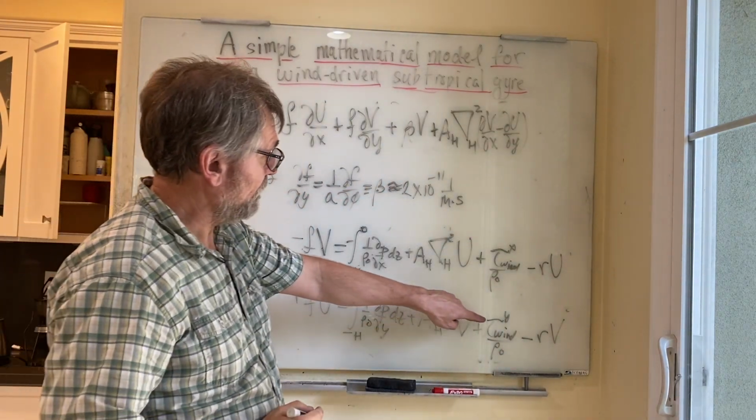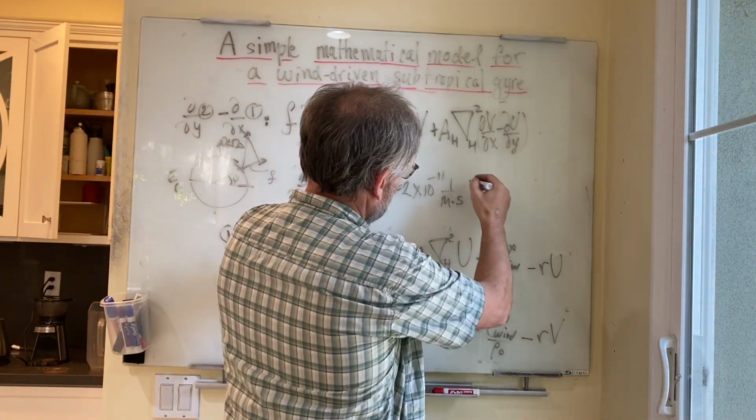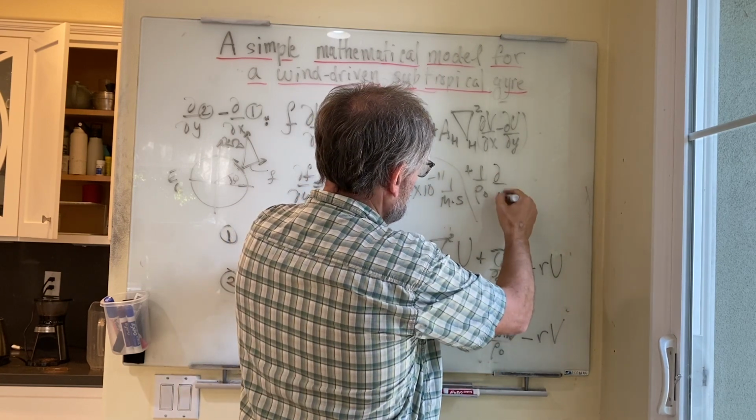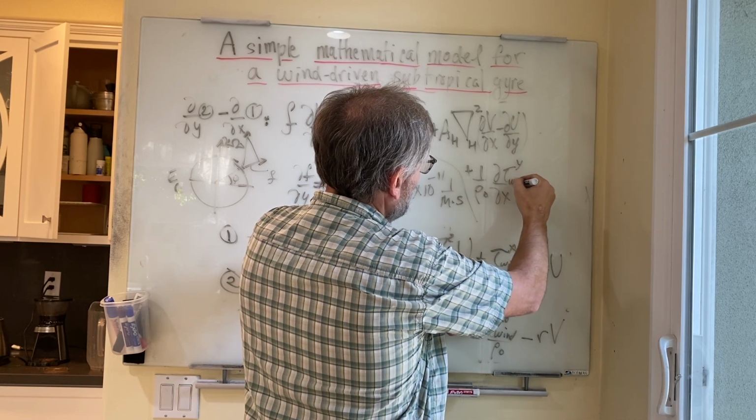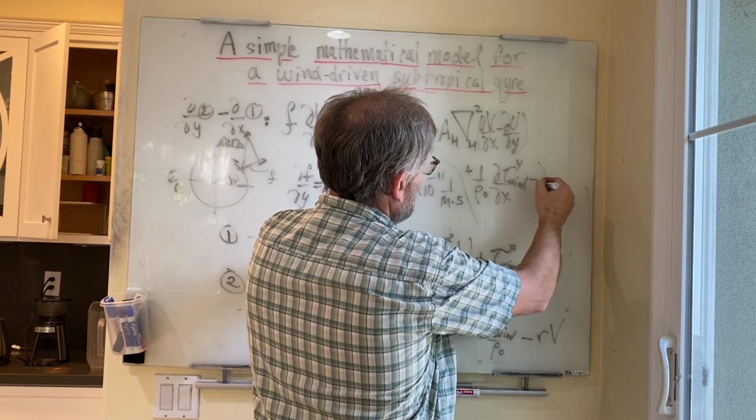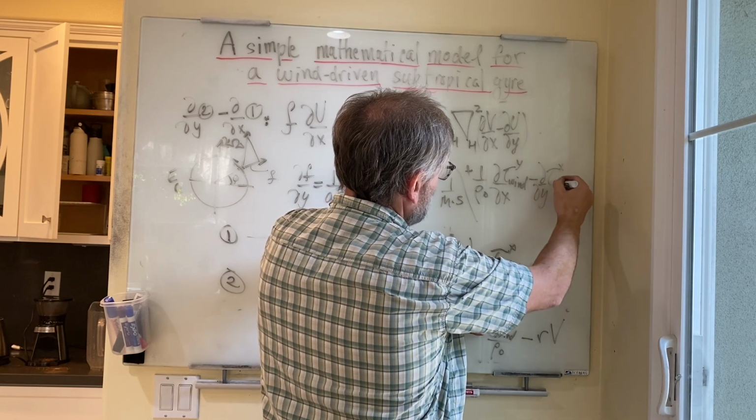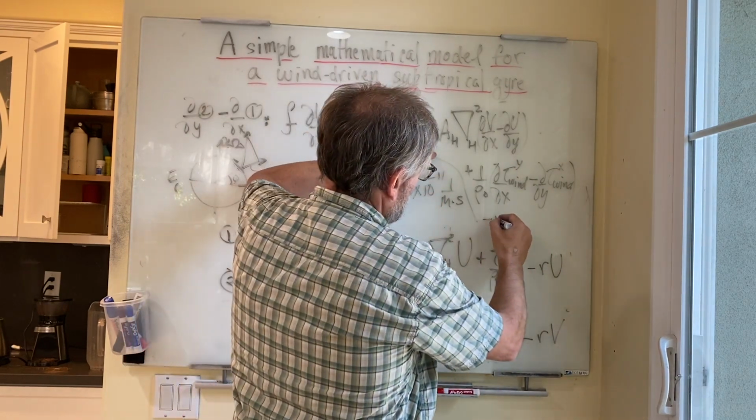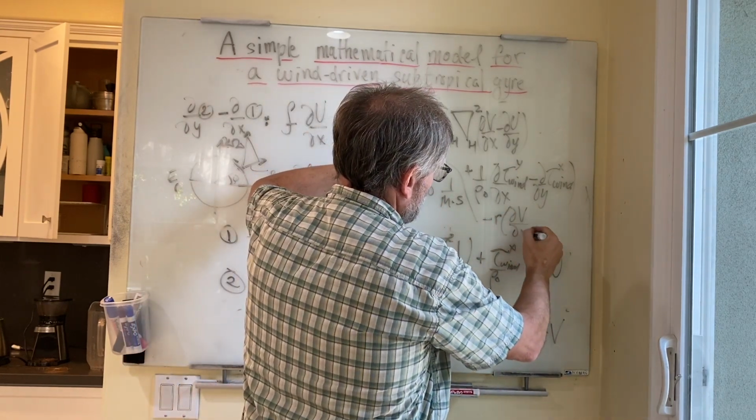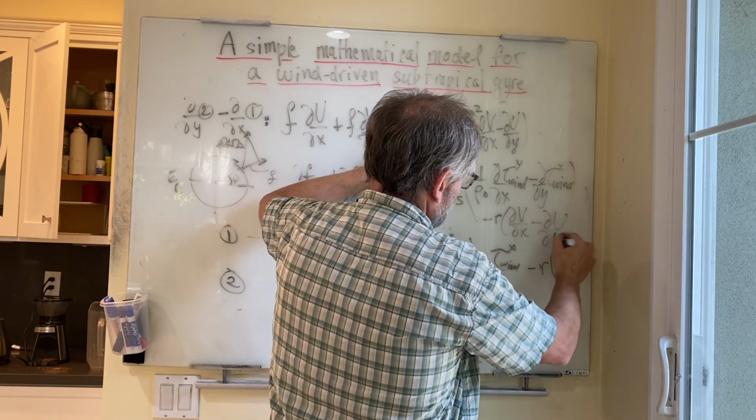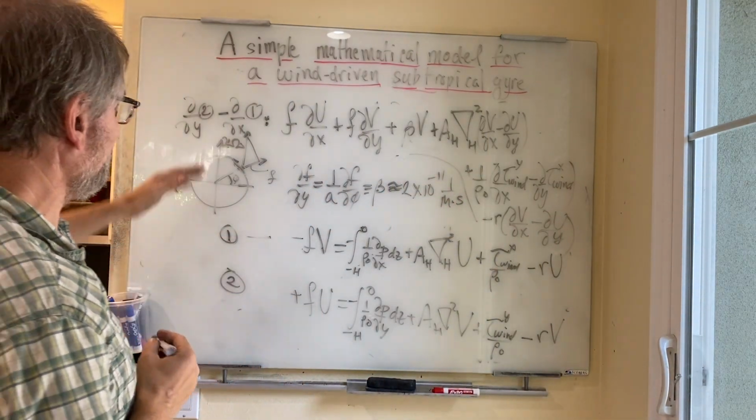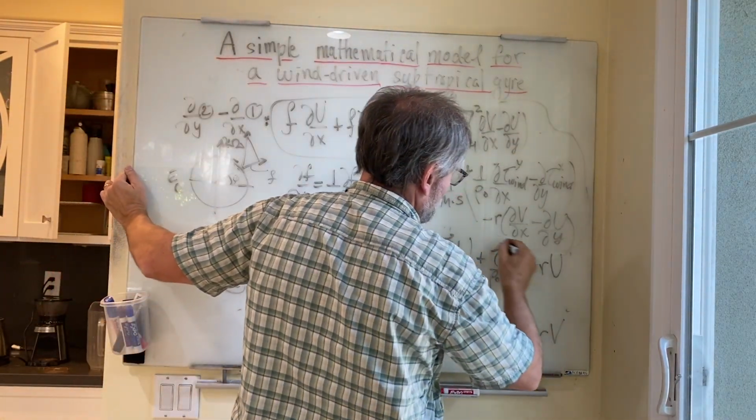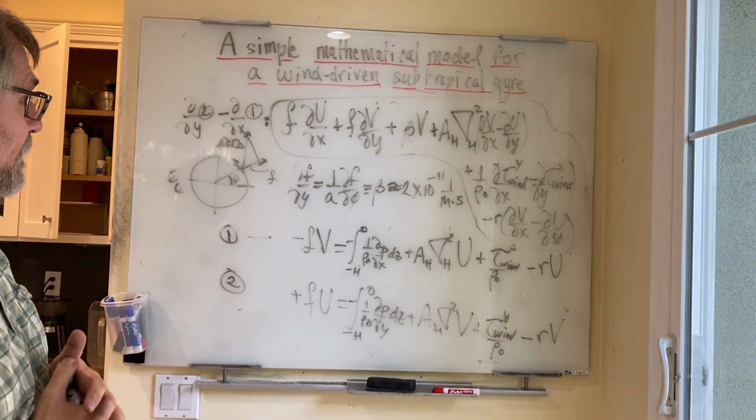And we'll also get this term, 1 over rho naught times d by dx of tau y, the y component of the wind stress, minus d by dy of tau x, the wind stress. And then the last one, minus r times dv dx minus du dy. All right, so this equation over here is the vorticity equation that we will use to solve for the gyre.